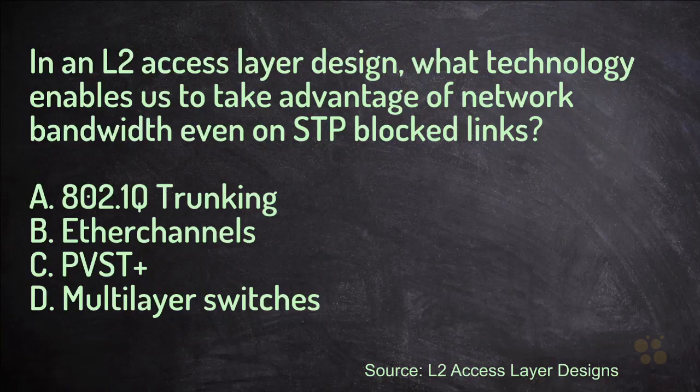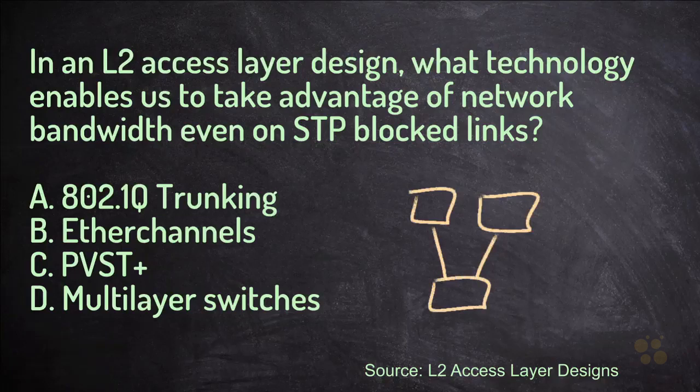Up next, in an L2 access layer design, what technology enables us to take advantage of network bandwidth even on spanning tree protocol blocked links? In most layer 2 access designs, we're going to have a pair of distribution switches connecting down to access switches. And because we connect the distribution switches, we have this loop, and spanning tree is going to do its job and block one of those links. So how do we take advantage of this bandwidth?